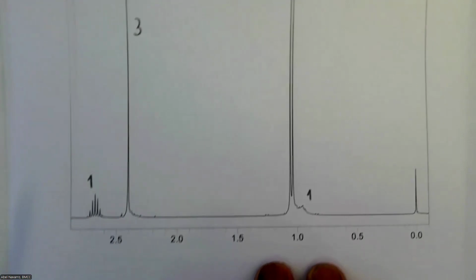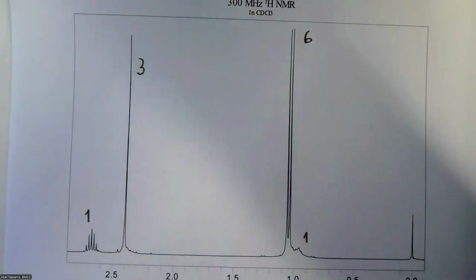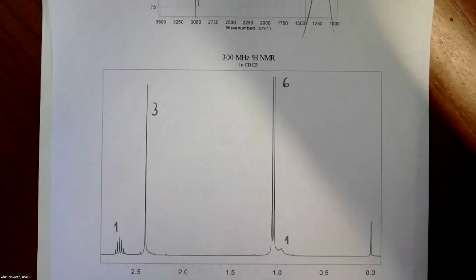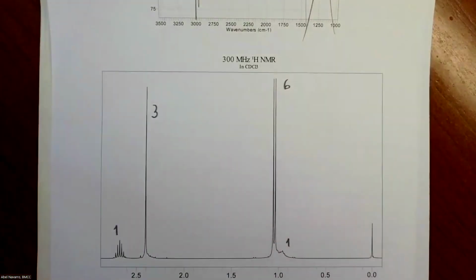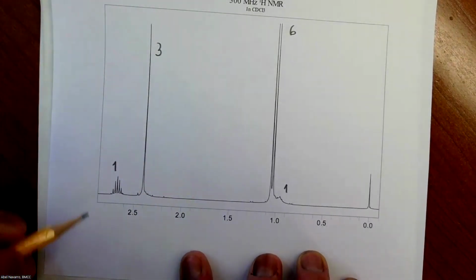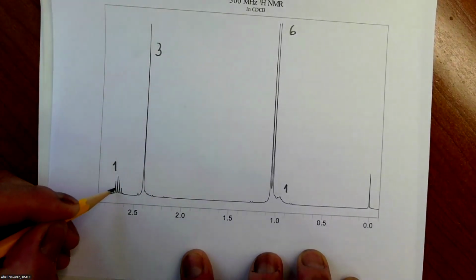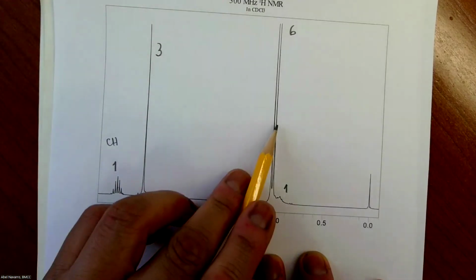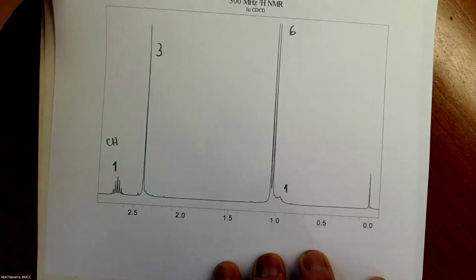Okay, lucky again. Let me see if I can get it bigger. Septet, right? 1, 2, 3, 4, 5, 6, 7. Septet, followed by a doublet, 6 hydrogens. That's an isopropyl.